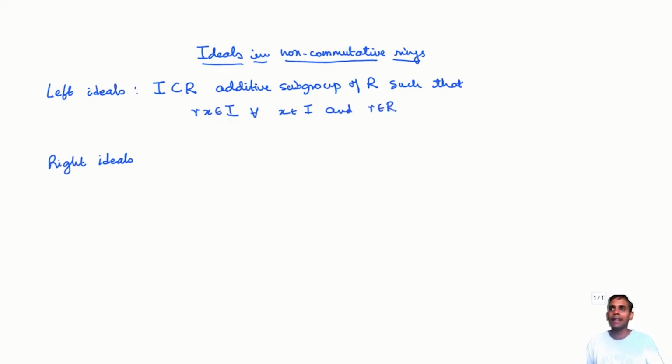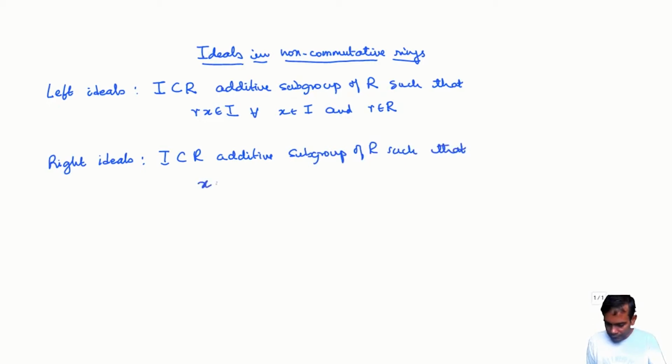Now this condition looks exactly the same as the definition of an ideal in a commutative ring, but there's a different variant of this where we put the r on the right. So a right ideal, again, is an additive subgroup of R such that xr belongs to I for all x in I and r in R.